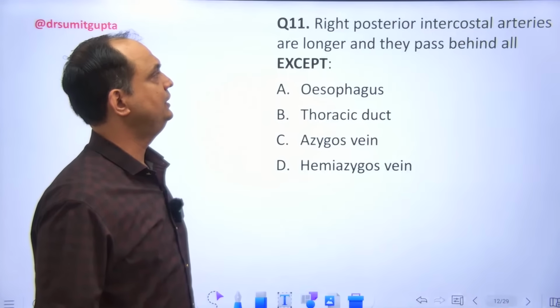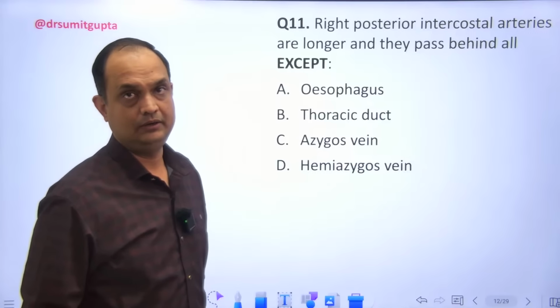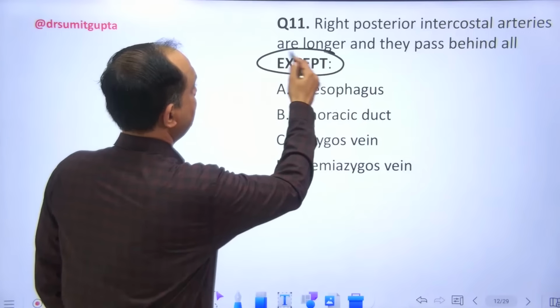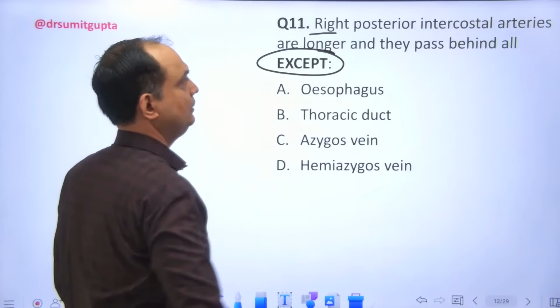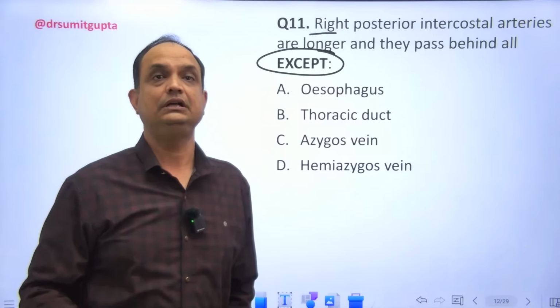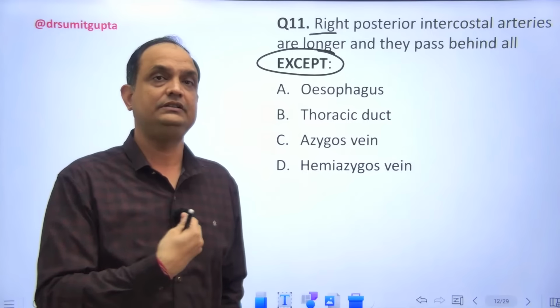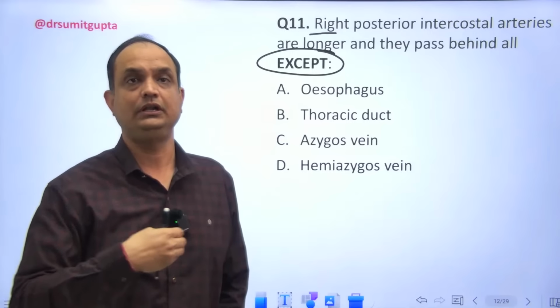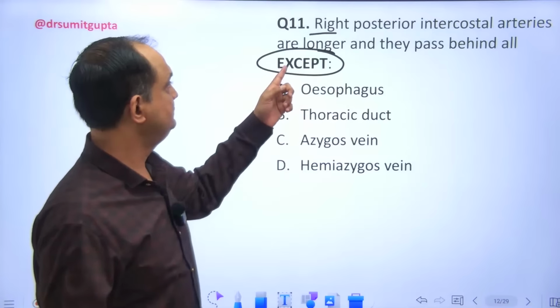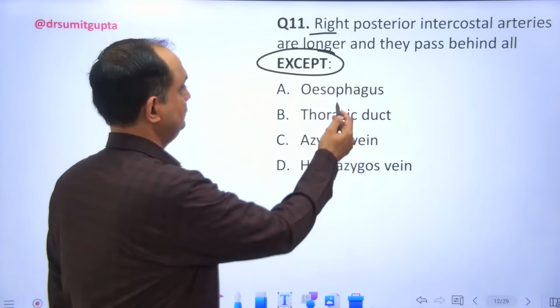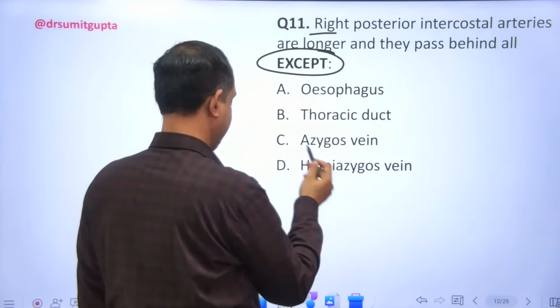The right posterior intercostal arteries are longer and they pass behind all the structures except... Now see, why are the right posterior ones longer? Because your thoracic aorta is not a midline structure, it is towards the left side. So because it is towards the left, the left ones are shorter and the right ones are longer. So these longer right ones pass behind all except the esophagus, thoracic duct, azygos vein, hemiazygos vein.